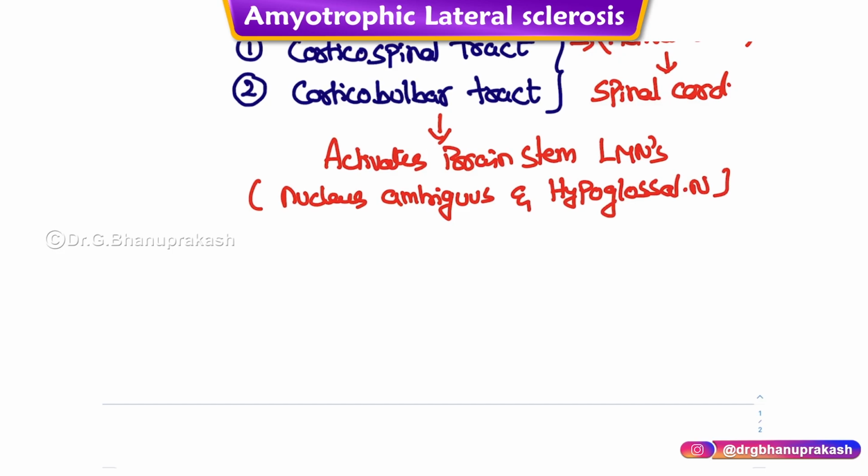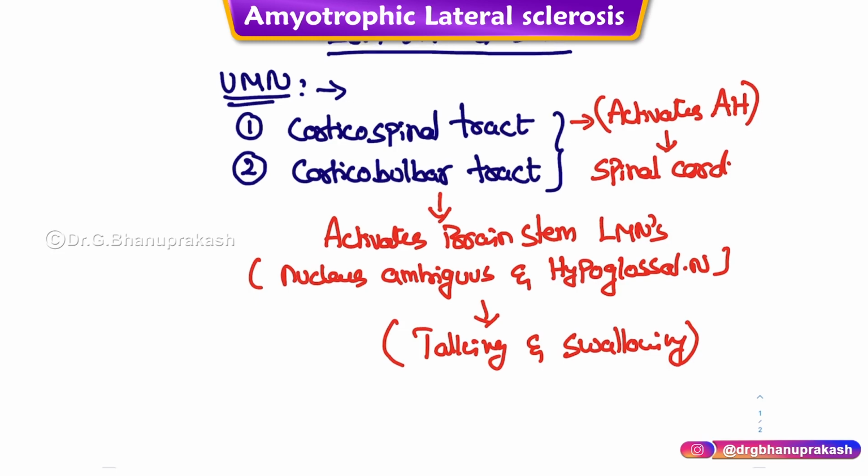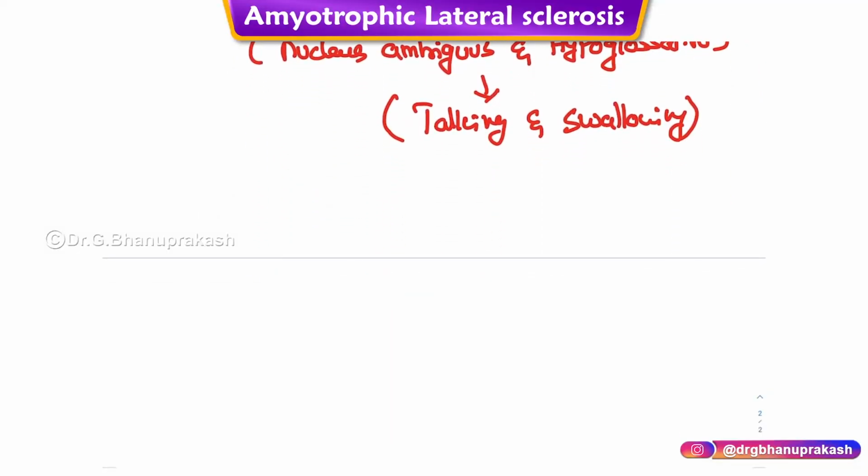Especially, it activates the nucleus ambiguus as well as the hypoglossal nucleus. Remember, both of these lower motor neurons in the medulla are important for talking as well as swallowing. So what upper motor neuron manifestations will be seen? These manifestations are associated with the corticospinal tract, and these are the manifestations associated with the corticobulbar tract.